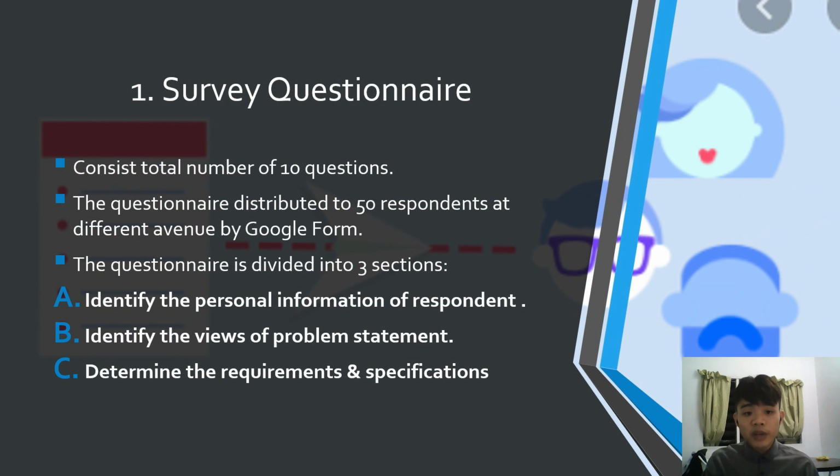The very first methodology is the survey questionnaire. The survey consists of 10 questions and was distributed to 50 respondents at different avenues of buildings below 5 levels without built-in lift or escalator, using Google Form. The questionnaire is divided into three sections. Part A is to identify the personal information of the respondent. Part B is to identify the views and the problem statement. And lastly, Part C is to determine the requirements and specifications.